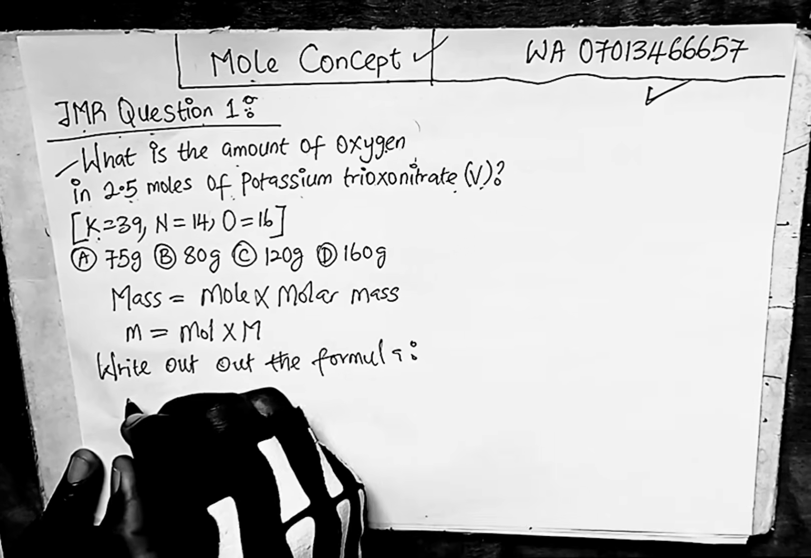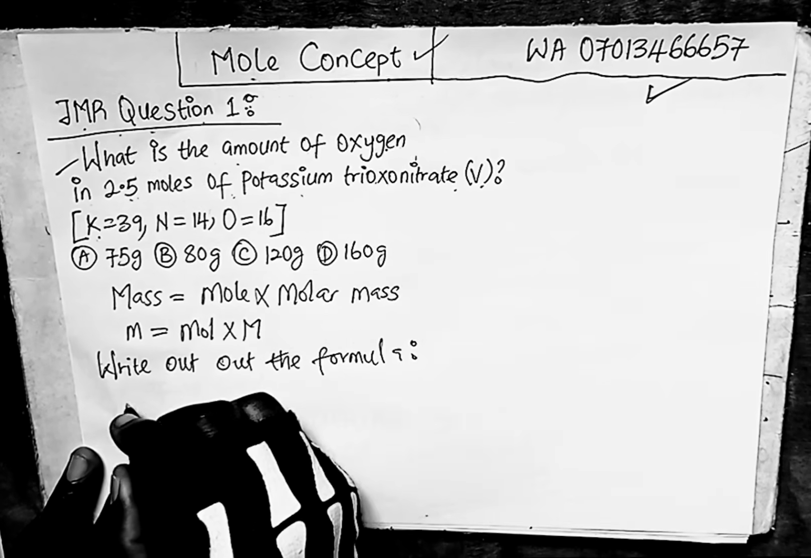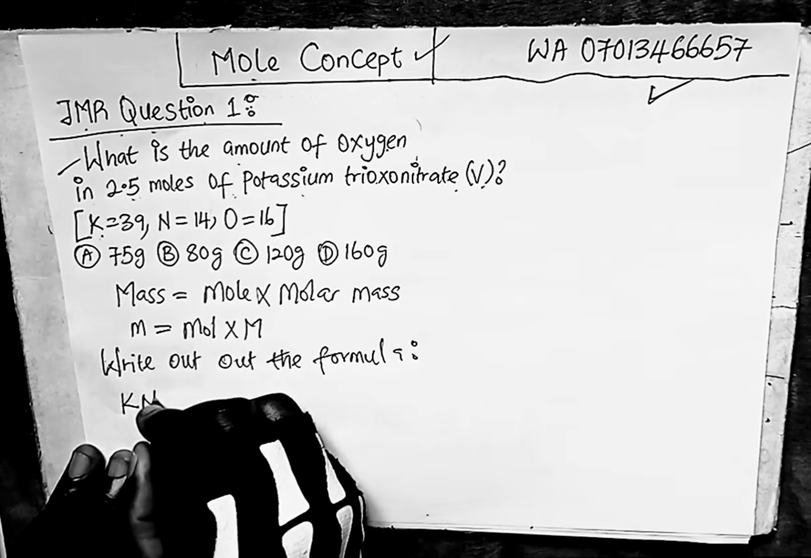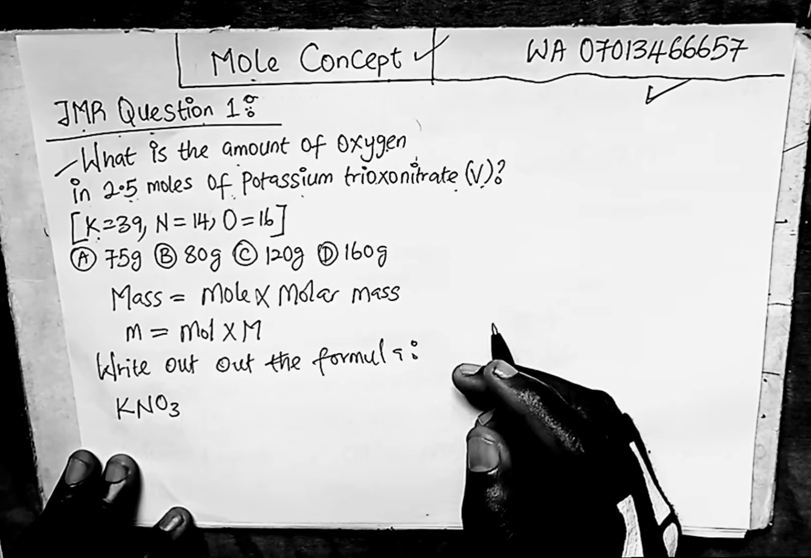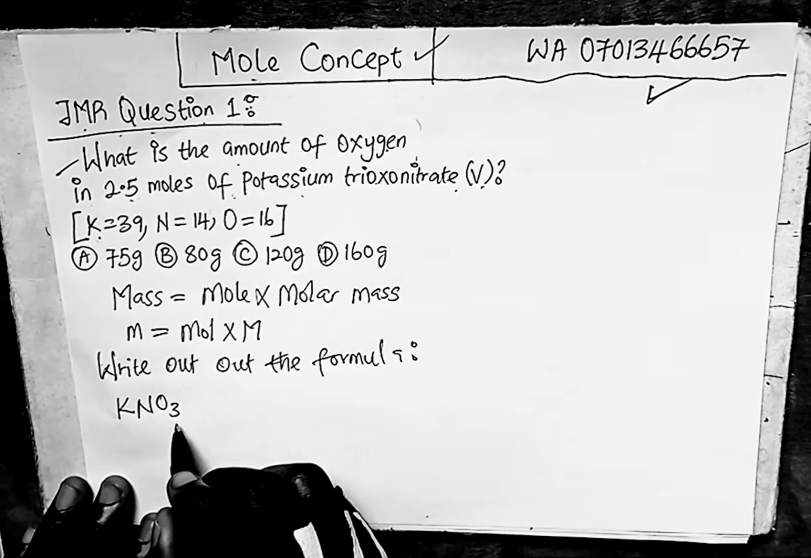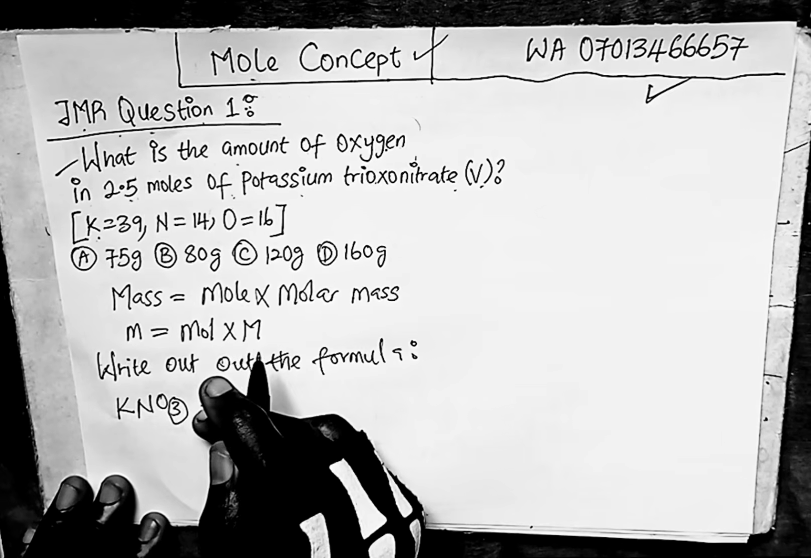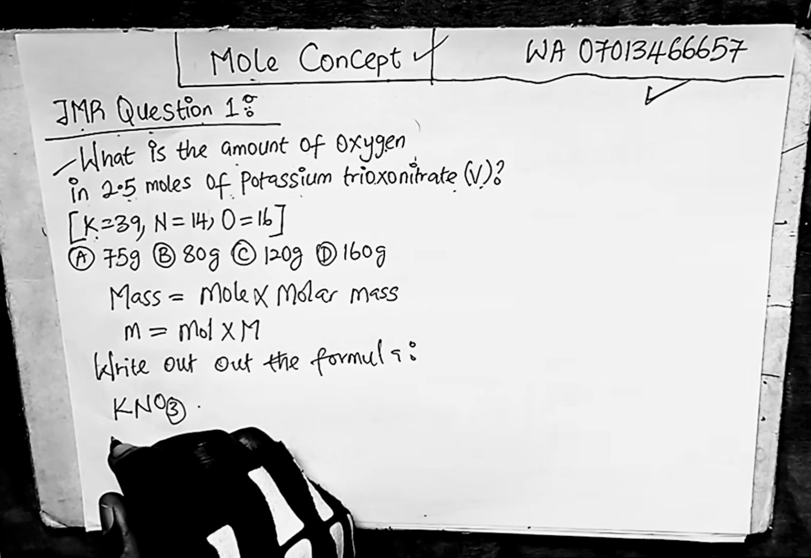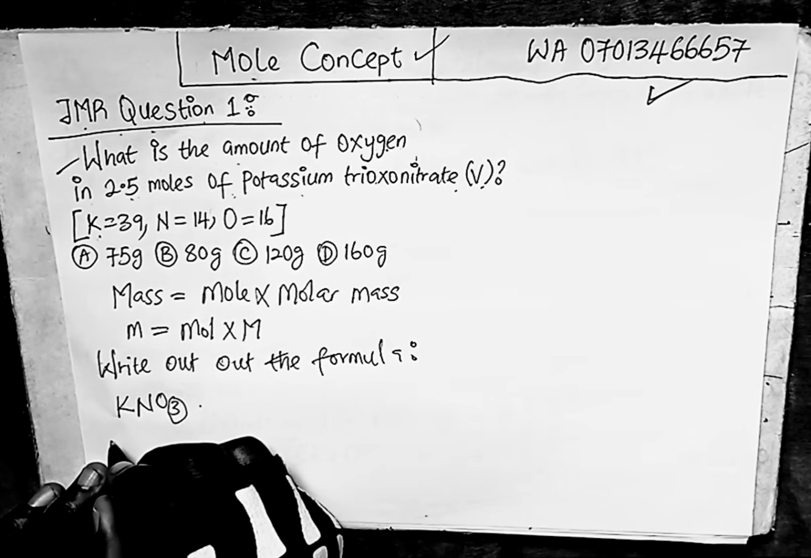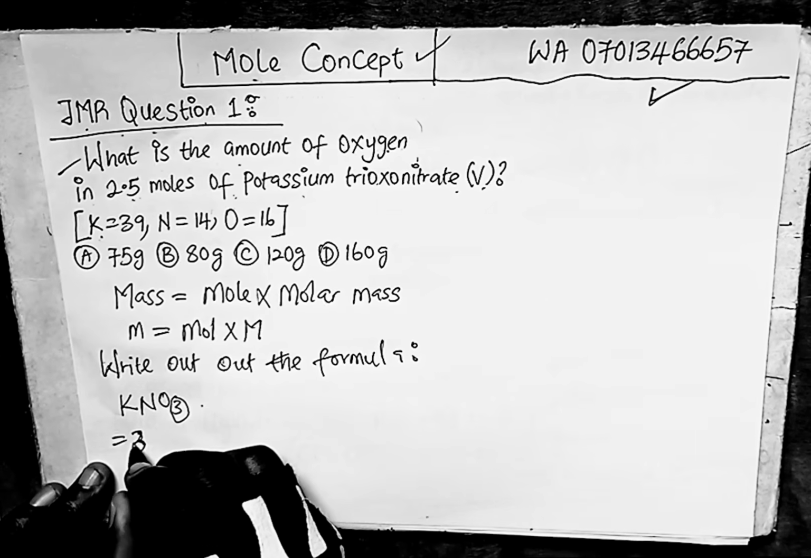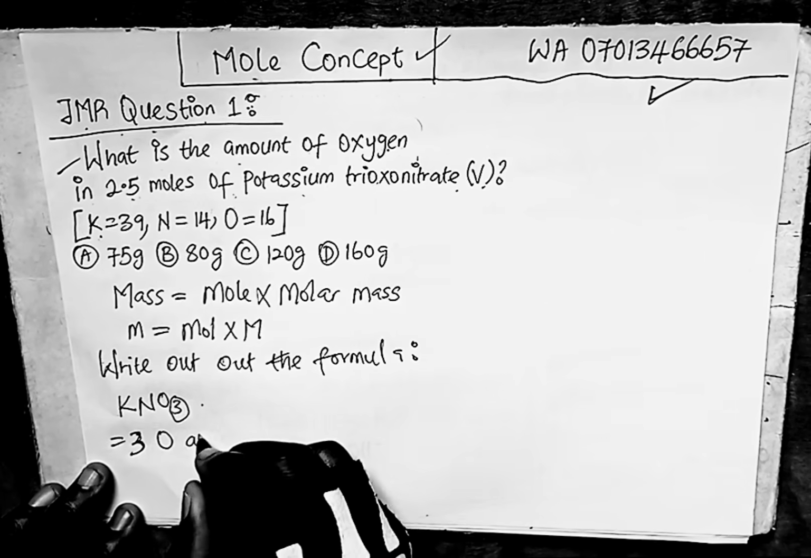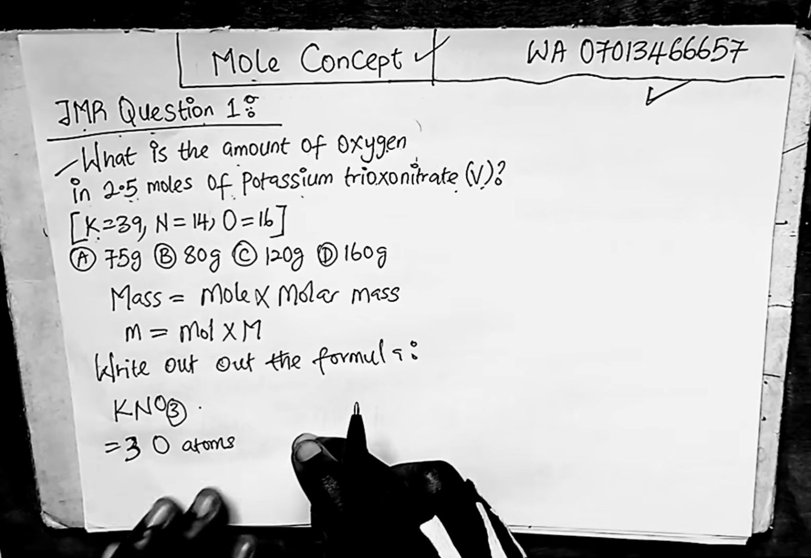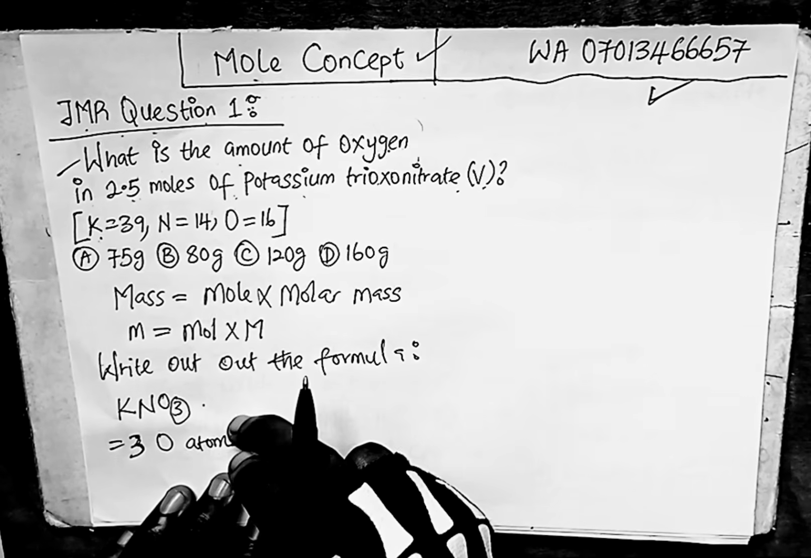Okay, writing out the formula of potassium trioxonitrate(V) is what? Potassium trioxonitrate(V), KNO3. This is the formula. The "tri" means we have 3 oxygen atoms, so the number of atoms is equal to 3. So we have 3 oxygen atoms in potassium trioxonitrate(V).